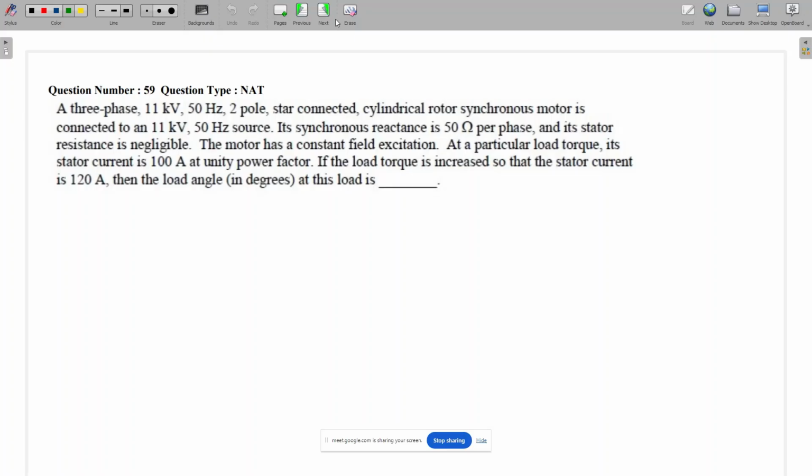So this is the first question from synchronous machine that I have taken. Before solving any synchronous machine question, we should first see whether the machine is in delta configuration or star configuration. This is the first thing we should see. Here a synchronous motor is given. Motor or generator, our first step should be to draw the single line diagram. It is given as star connected, so first we should tick mark this.